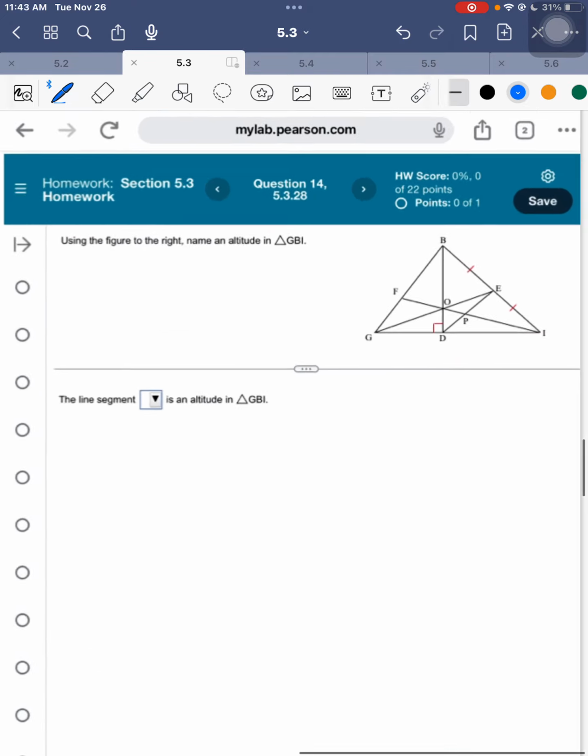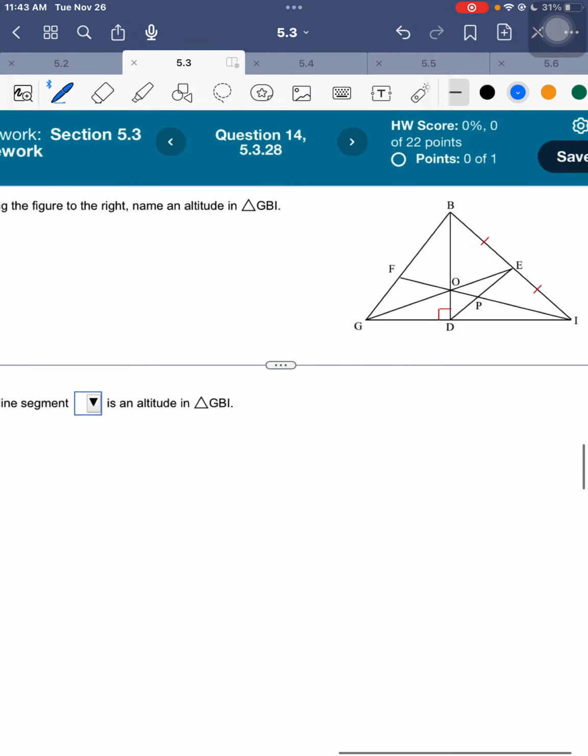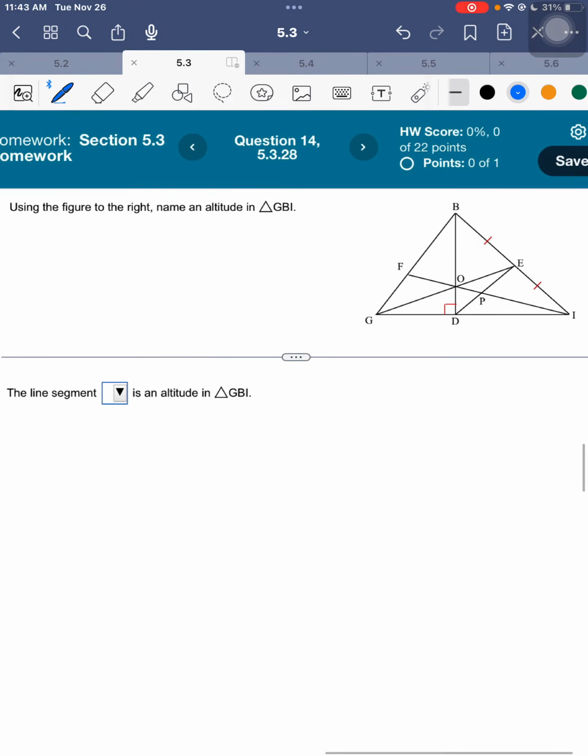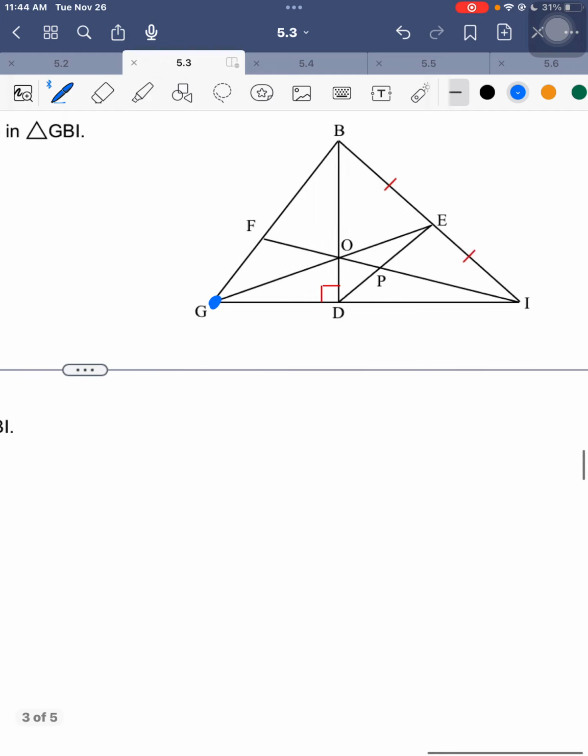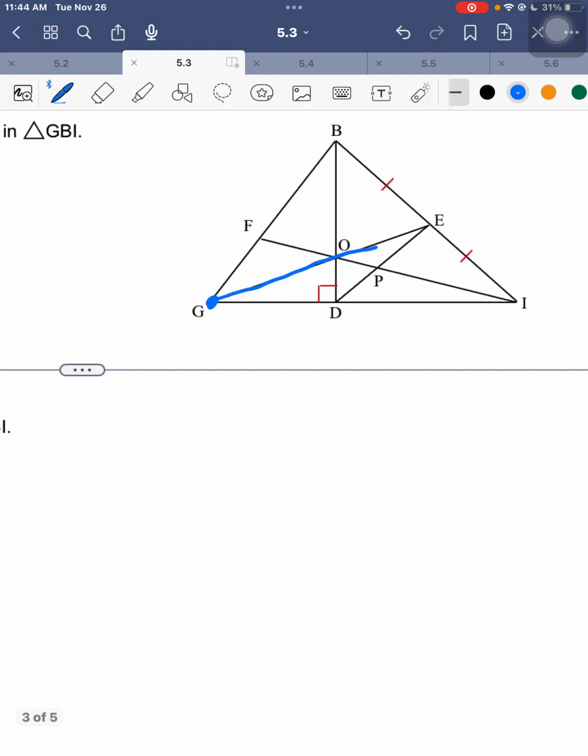Okay. Now let's take a look at this one. Name an altitude in triangle GBI. So in this whole triangle, what's an altitude? To find an altitude, I'm going to look at my vertex. This G is a vertex. If this G goes to the opposite side, which it does, does it form 90? No, it's a median because of this, so it's not an altitude. Let's look at my I. It's going down, down, down. There's no 90, and there's not even any bisection going on. So it's just a useless line segment.